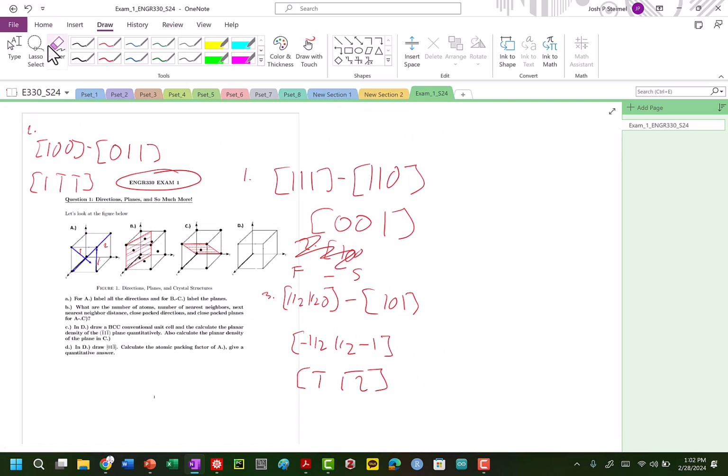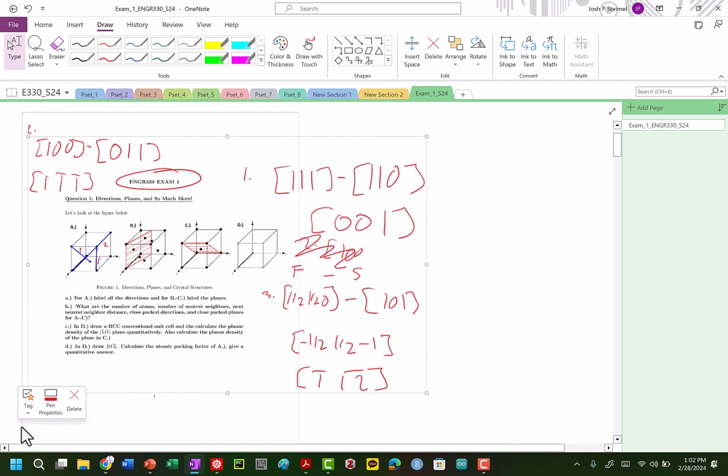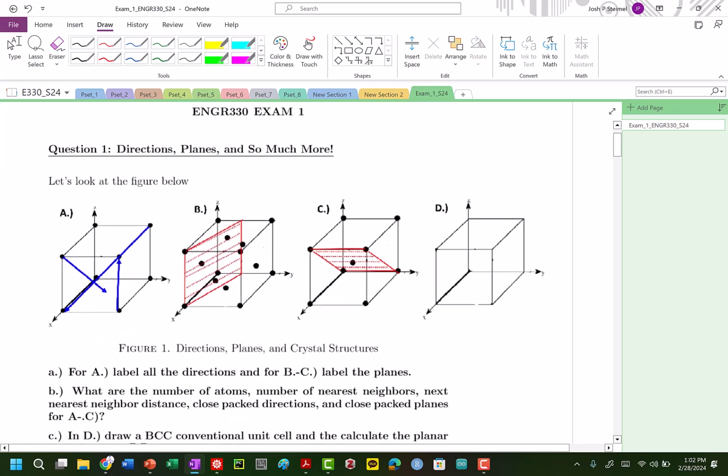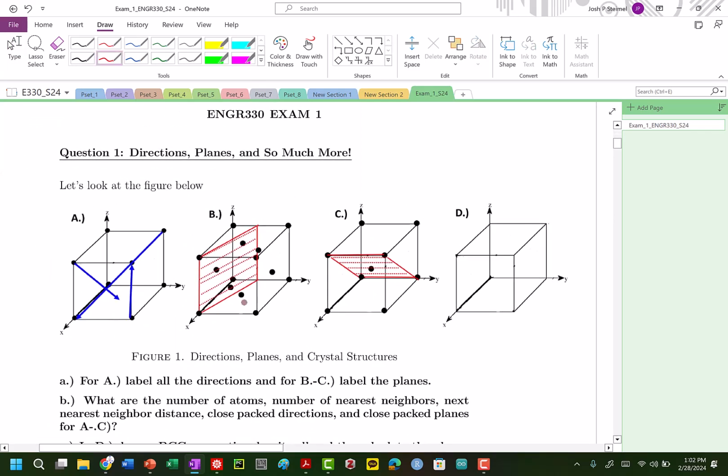Let me erase the whole thing here. I'm going to zoom in. What about here? Well, I'm going to keep my origin. What are my x-intercepts? X-intercept is 1. Y-intercept is a half. What about my z? Z equals infinity. So what's my plane? 1, 2, 0.